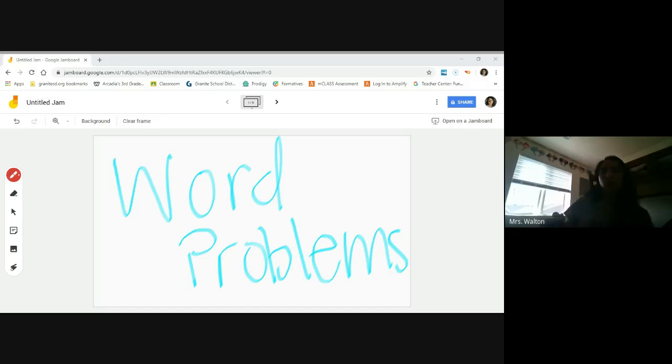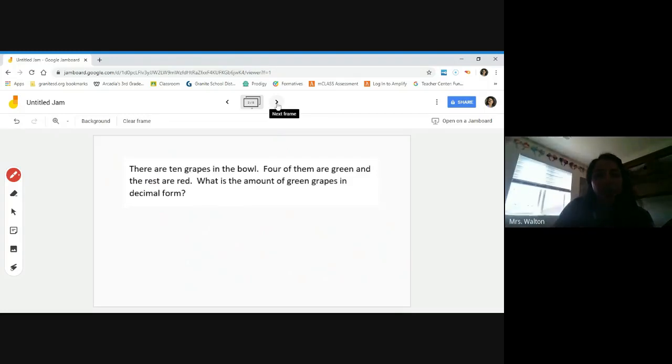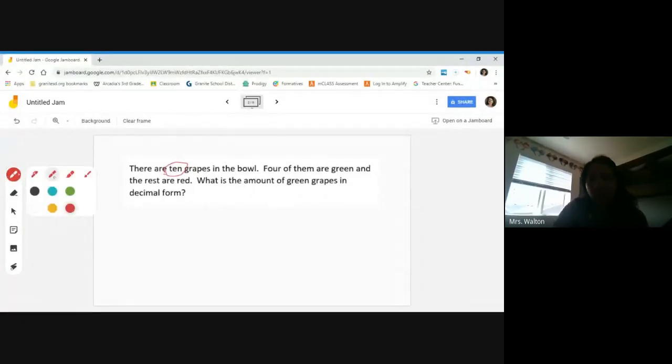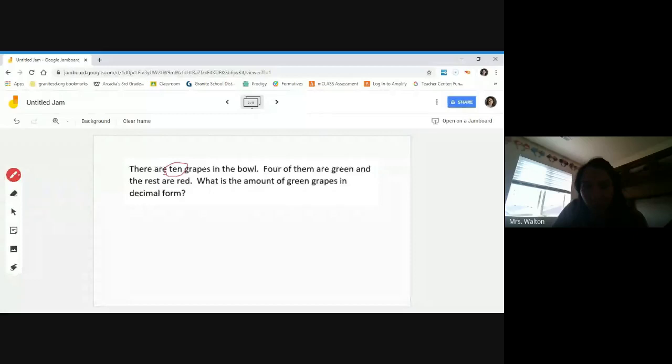Okay, word problems with decimals. So, let's take a look at a couple word problems I made. Here it says there are 10 grapes in the bowl. 4 of them are green and the rest are red. What is the amount of green grapes in decimal form? Well, I see that the word 10 is right here, so I know that is going to be a keyword. And I know 4 of them are green. That's a keyword. And it wants to know what is the amount in decimal form.